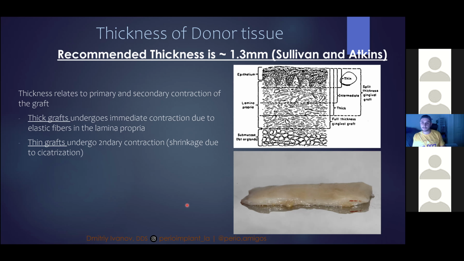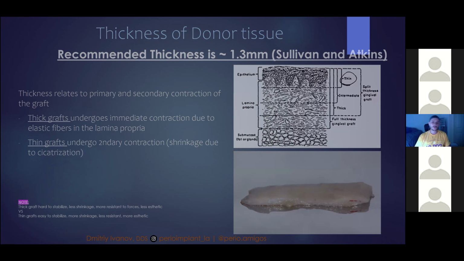Although it does blend a lot better. So thinner grafts, they look better, they blend in better, but they shrink tremendously. Sometimes if you took, let's say, a 10 millimeter width graft, you might end up with 5 or less millimeters, so 50% shrinkage. So you want to be between 1.3 to 1.5. That's kind of the ideal thickness.